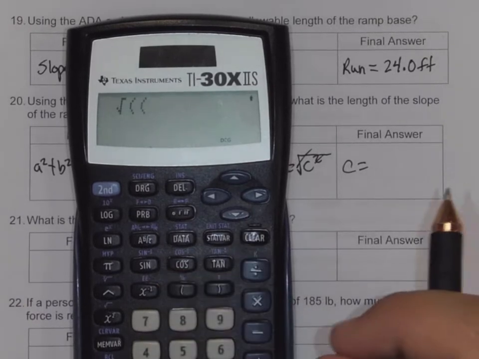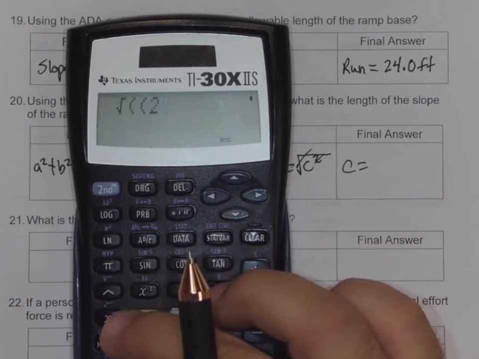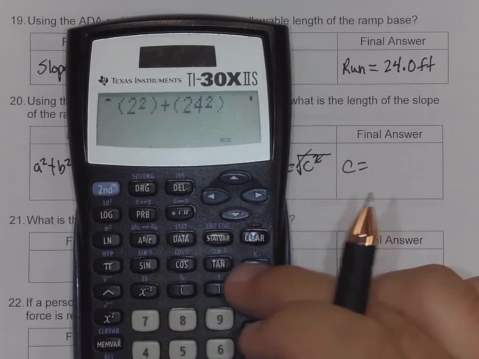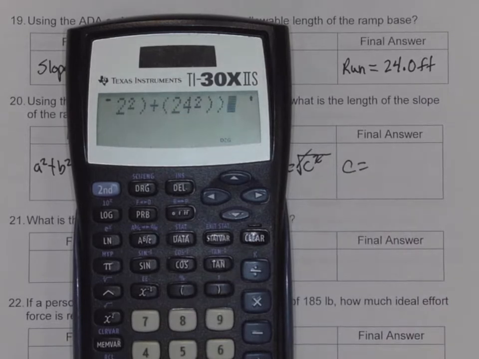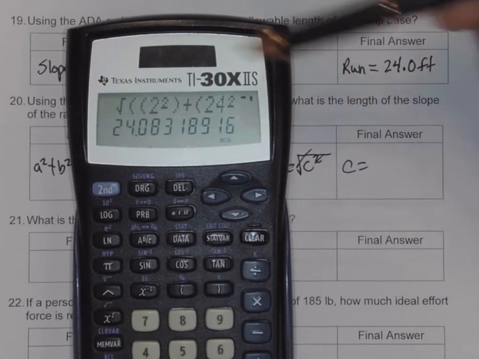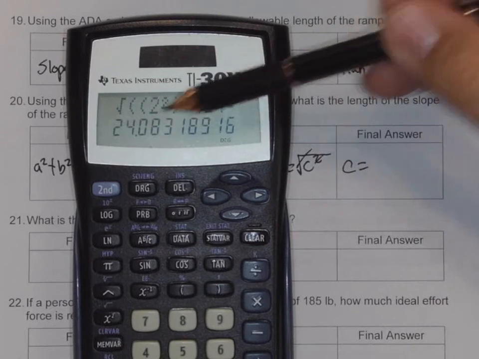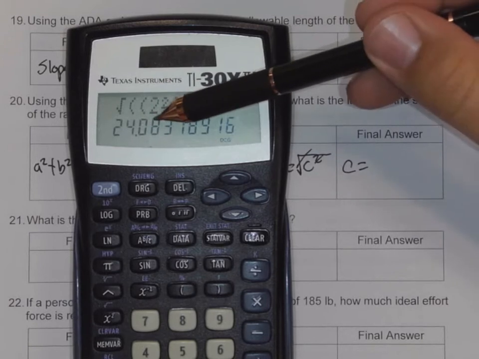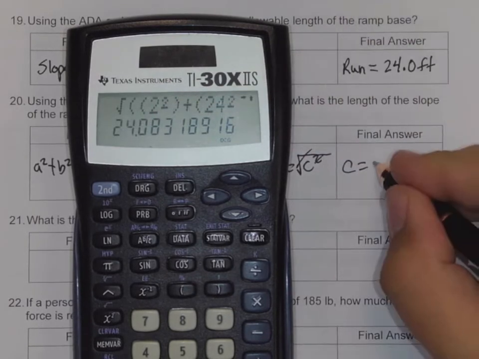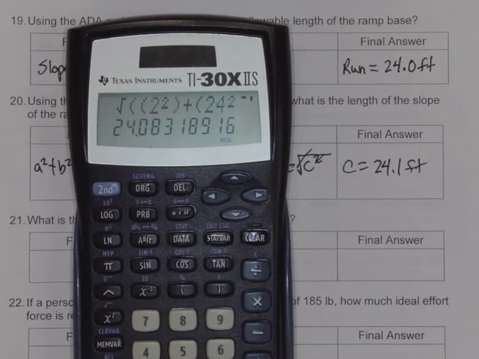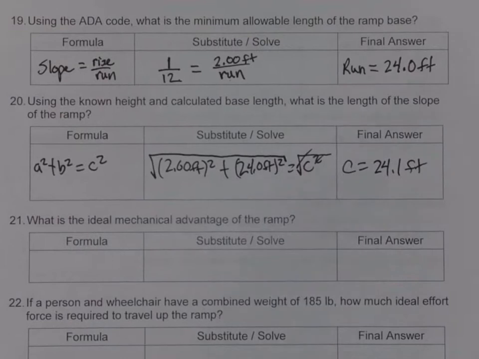I'm going to add another parenthesis, so that way I can put in 2 squared plus 24 squared, and then make sure to end with the ending parenthesis for my square root symbol. So here I get this value as I go along. Same kind of scenario, I want to go to 3 significant figures, so the 24 will stay in there, and then I'm going to round off to the 10th place, and so I'm going to go ahead and round this to 24.1 feet for the length of my incline.